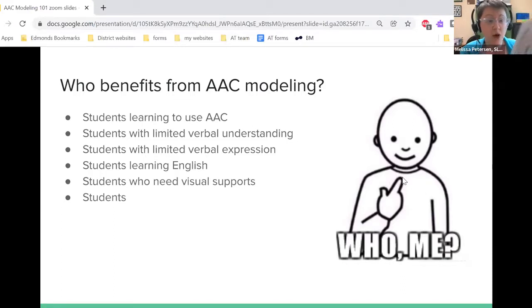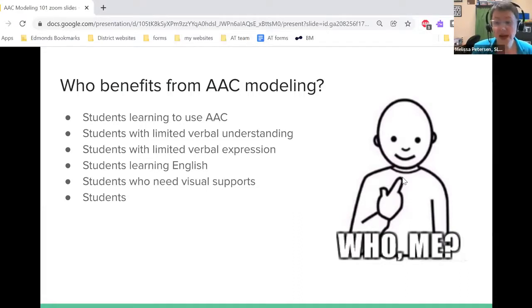So they benefit. Or students who have a hard time using words, maybe they do use oral words most of the time, but they don't have very many of them. Having pictures can help those students. Students who are learning English, having pictures can help them. Students who need visual supports, like you're getting the idea. It's basically just students. All of our students can benefit from having some extra visual support for language. And this is a super easy way to provide that.